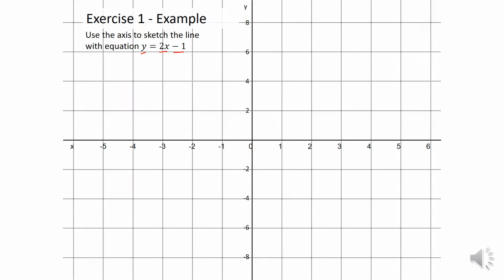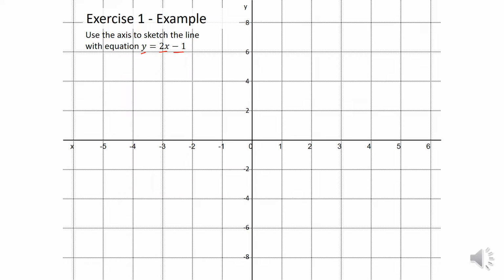I'm going to show a slightly different method that'll work better with what we're doing today, and then next lesson we'll be looking at using gradients and y-intercepts. But if you've got a method that you know already, feel free to use that when you're working through this one. So y equals 2x minus 1.